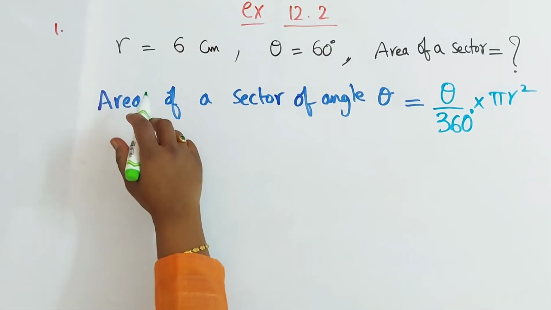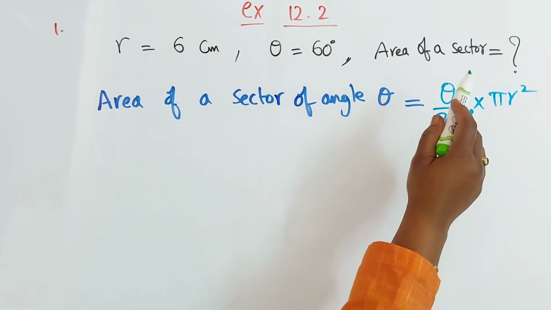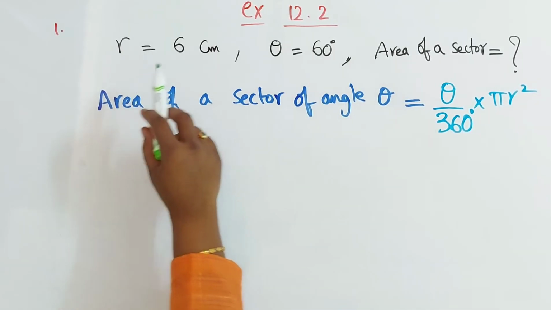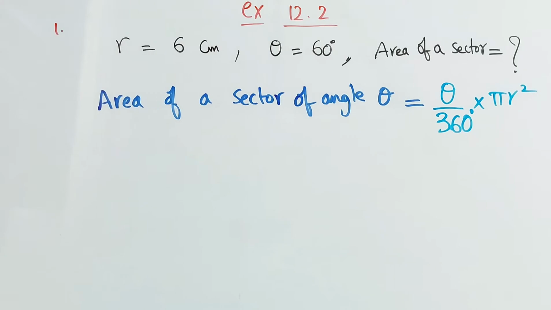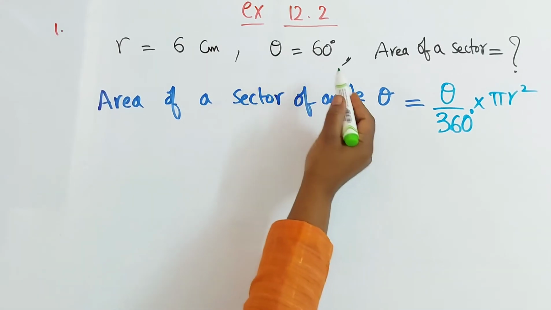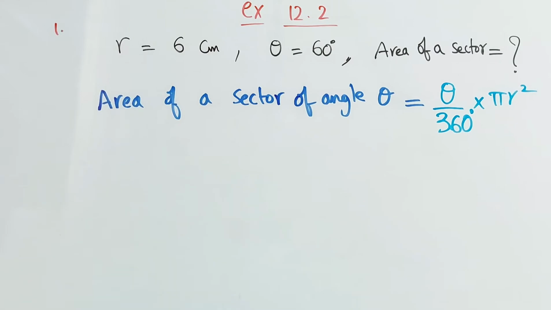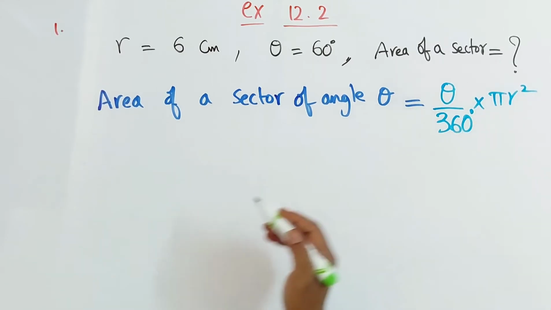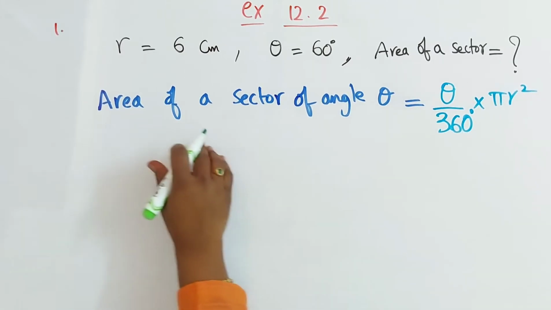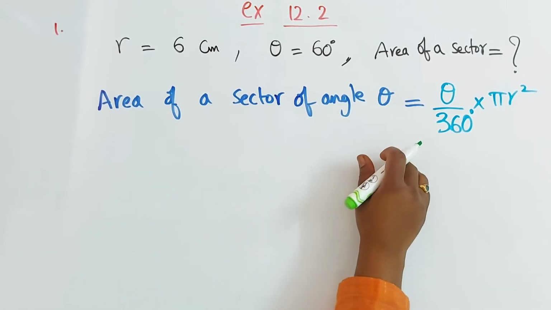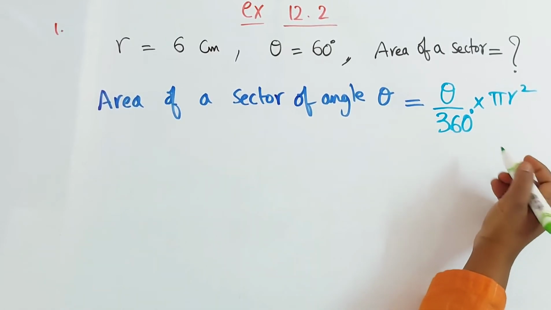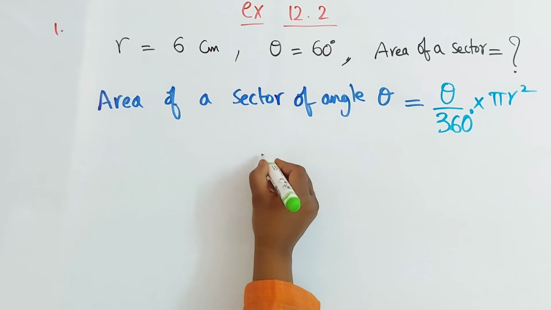First question. Find the area of a sector of a circle with radius 6 cm if the angle of the sector is 60 degrees. That means theta equal to 60 degrees is given and r equal to 6 centimeters is given. Area of a sector we have to find out. We know that the area of a sector of angle theta equals theta by 360 into pi r square. This is the formula, right, children?